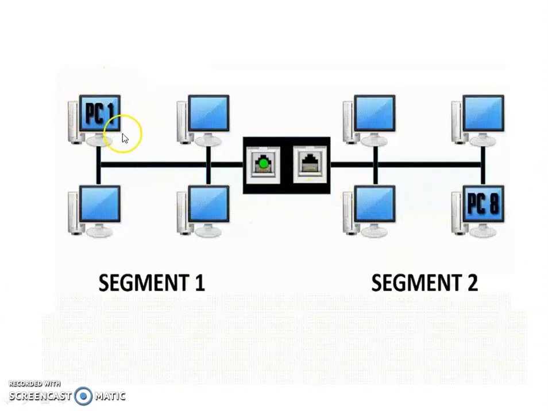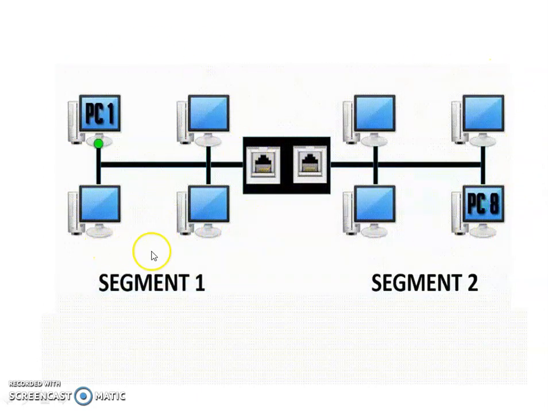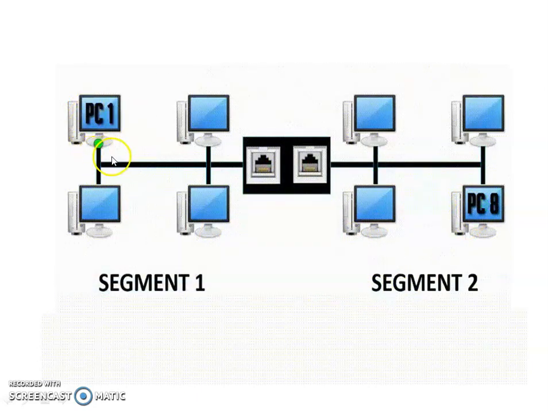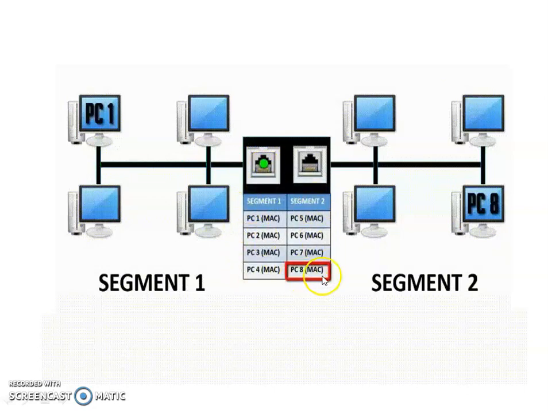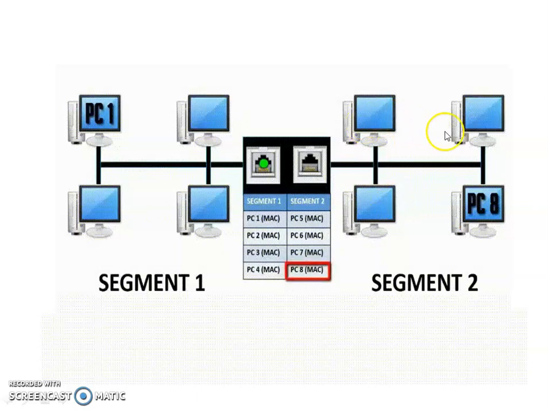If this PC1 has to communicate with this PC8, this LAN is divided into 2 segments, segment 1 and segment 2. It is connected to a bridge. Bridge has 2 ports. When this PC1 has to communicate with PC8, it sends the data to the bridge, and bridge checks the table containing the MAC addresses and identifies that it is in the segment 2. Then it moves the data to the next port, from where it is replicated and given to pass to all the computers connected to it.